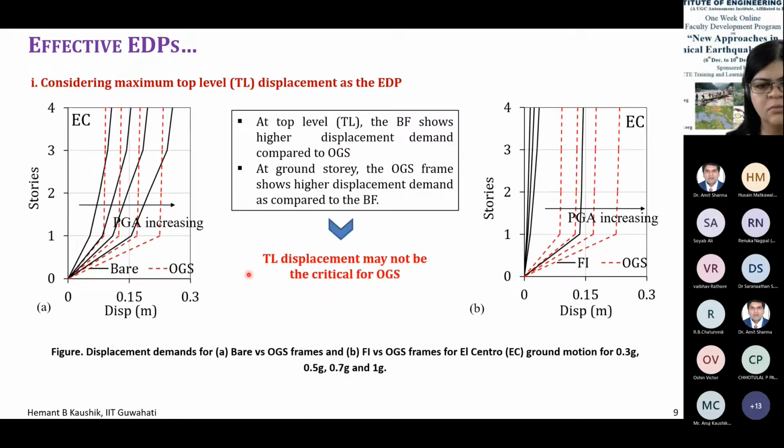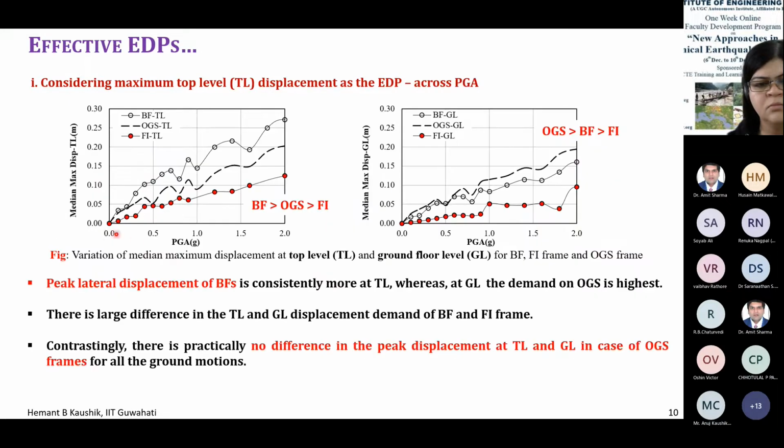Now, this study was carried out for only four peak ground accelerations: 0.3G, 0.5G, 0.7G, and 1G. But if we consider the full variation in the peak ground acceleration, right from 0 to 2G, then a very interesting picture comes to mind. See, here you see all the three plots are for the bare frame, top level displacement, open ground story frame, top level displacement, and fully infilled frame, top level displacement.